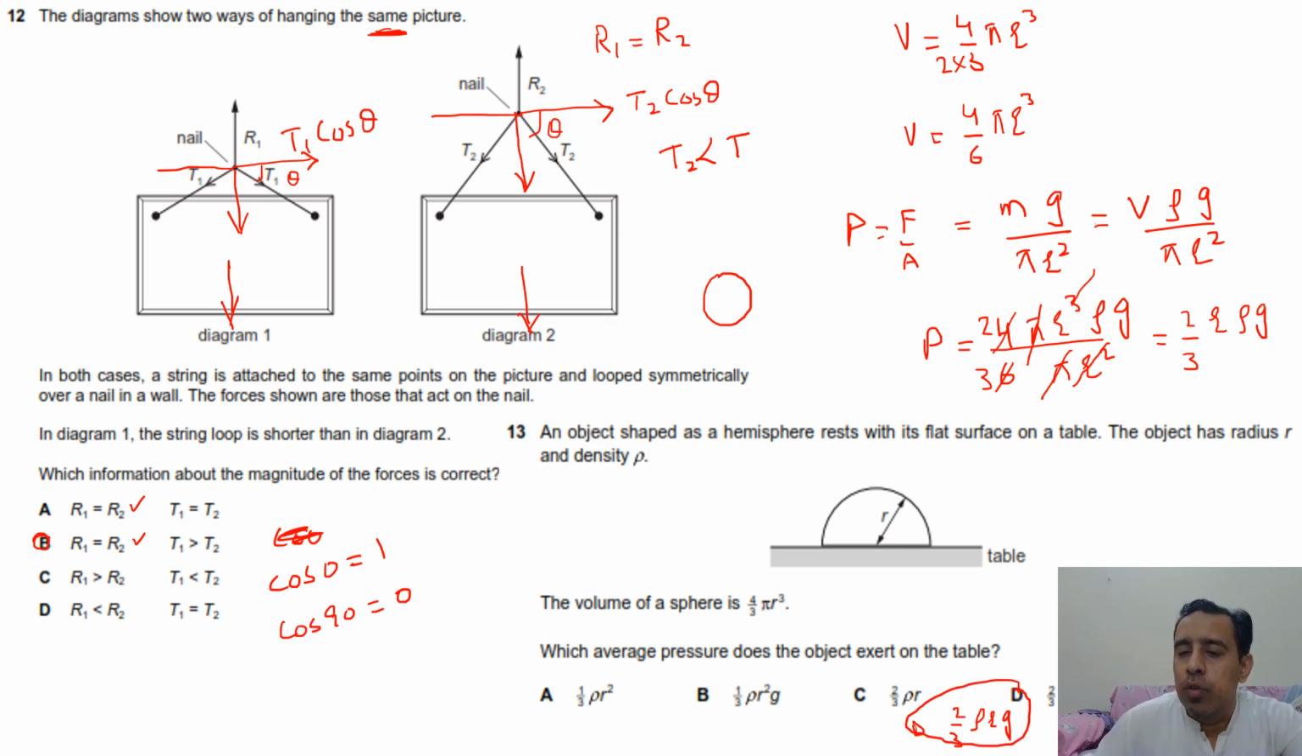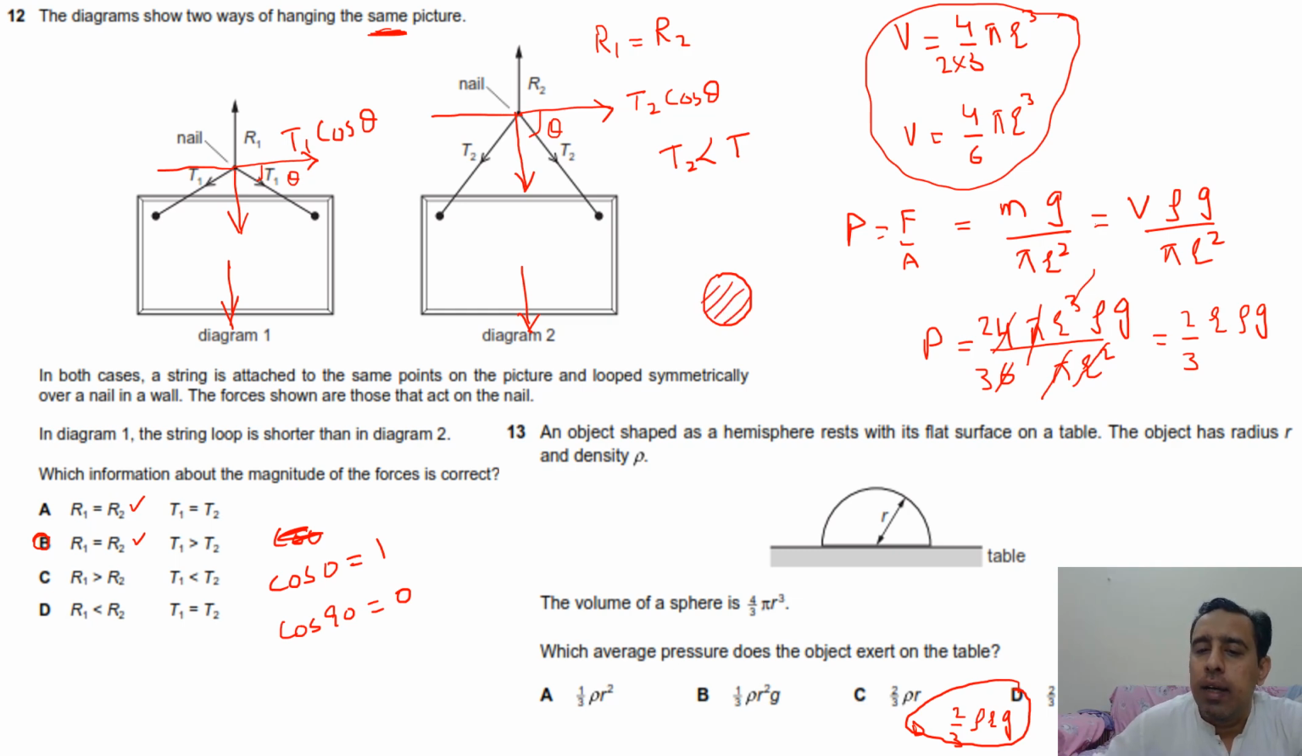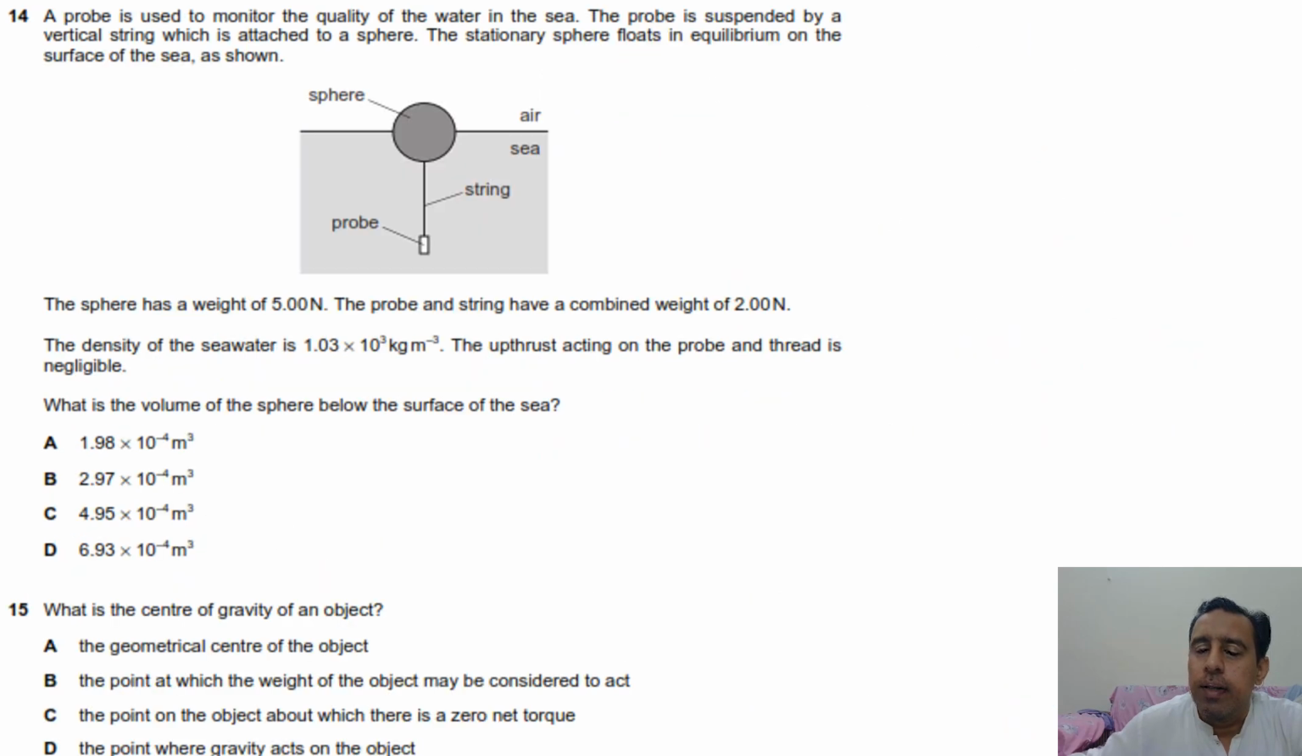Two tricks in this question. Initially, this is a hemisphere, so the volume uses half of the volume of the sphere, like this one. And the second thing, the area which is in contact with the table is actually like this one, so this area in contact is pi r square. Moving towards question number 14.